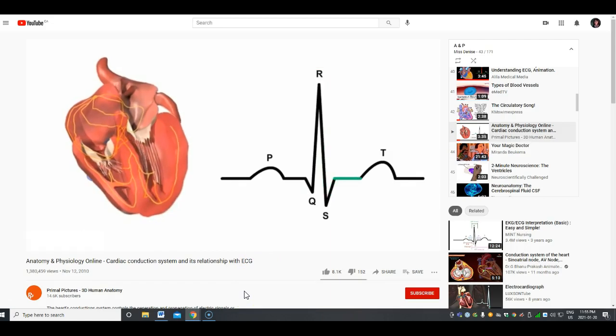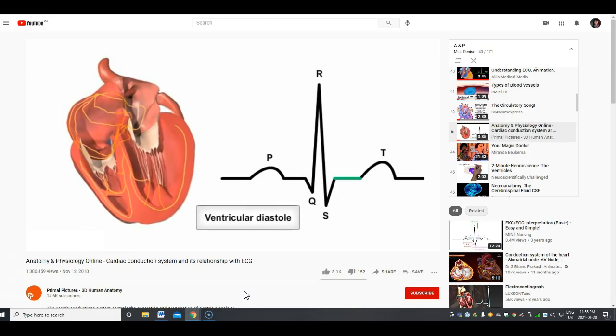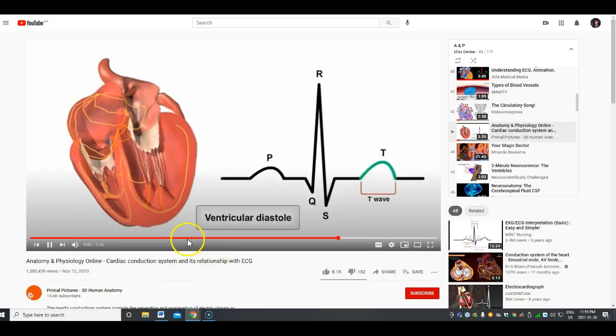Finally, as the signal passes out of the ventricles, the ventricular walls start to relax, a state described as ventricular diastole. The dome-shaped T wave on the ECG marks this ventricular repolarization.